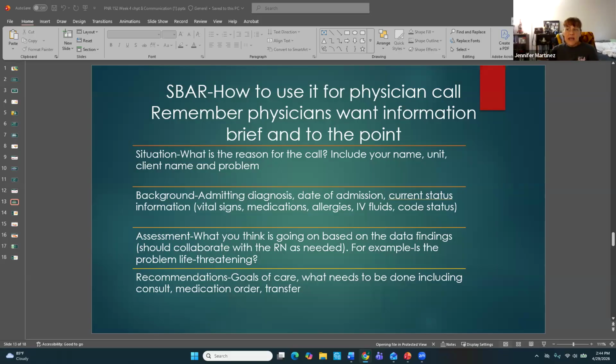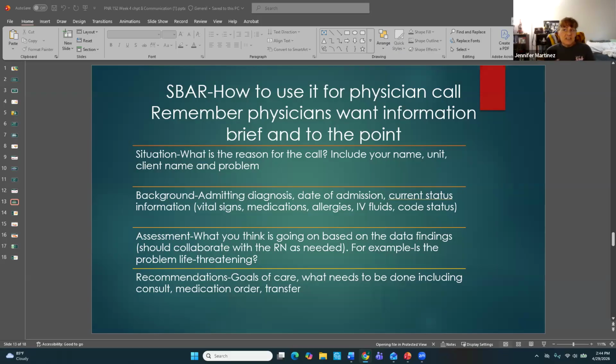And then the assessment is, what do you think is going on based off of the information? You should have already collaborated with your RN on this as well. But again, what is your assessment? Do you think it's life-threatening? Maybe Mr. Jones isn't having a heart attack. Maybe Mr. Jones is having an anxiety attack. Not necessarily life-threatening, but definitely needs some intervention.